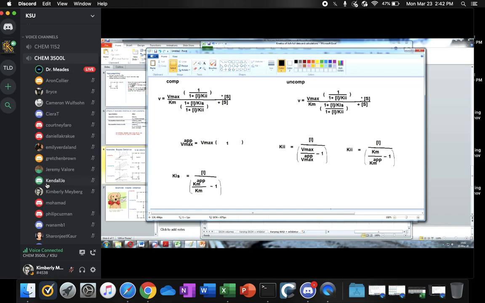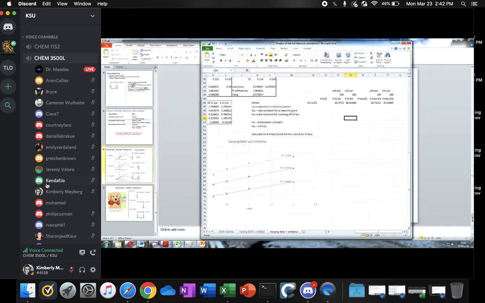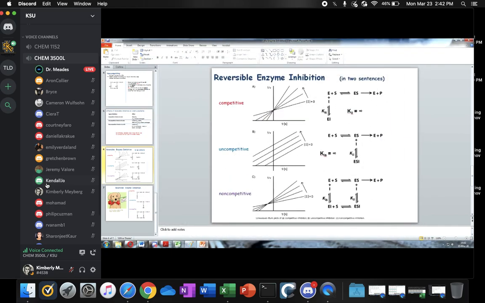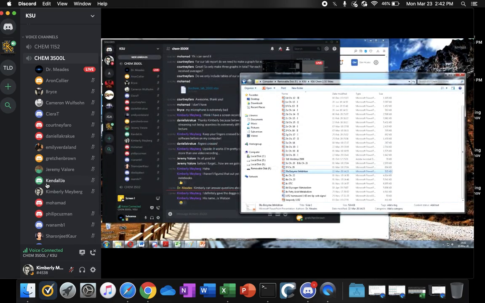But be able to do the math to get there using this starting equation right here. I just pulled out pieces of it and rearranged it all. But I had to know something. For competitive, I knew that the KII was infinity. For uncompetitive, I knew KIS was infinity, and it helps me get there. If it's noncompetitive, then I can't change anything about it. The KISs and KIIs are both valid, and you can solve for one and then solve for the other. And I'll show you an example of what that looks like, if I can find it.